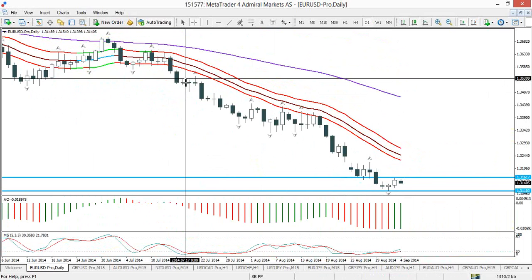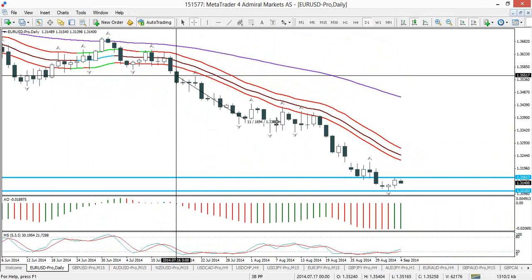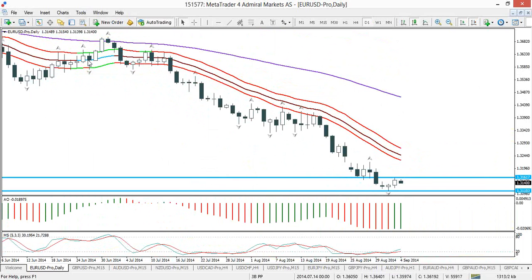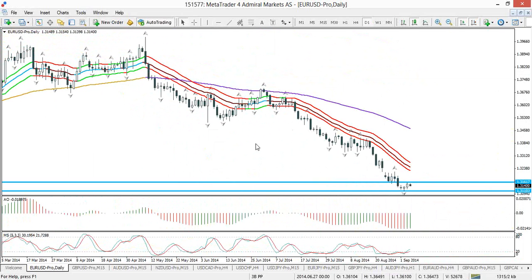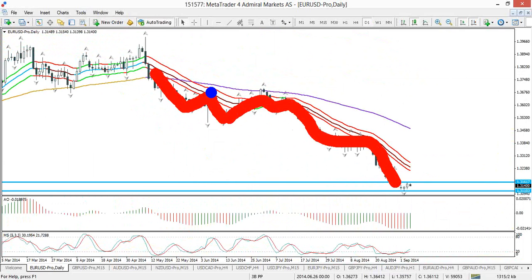And here it was, let's take a look, about 16 days. So often enough, if price is long away from the moving averages, you see, it eventually pulls back to them, right? Here it pulls back to them. Here it pulls back to them. And here. So we could have another pullback, potentially.